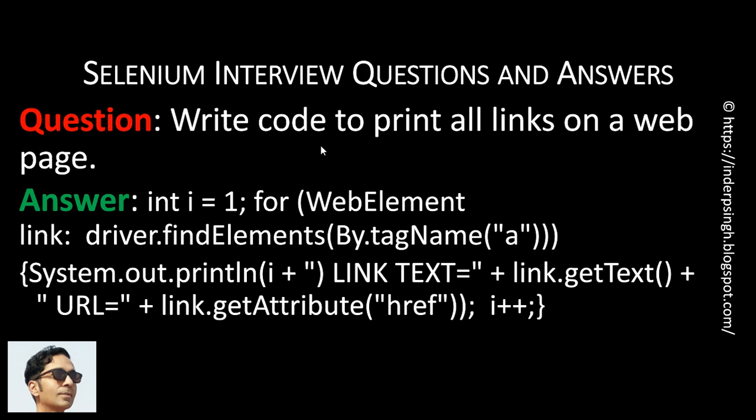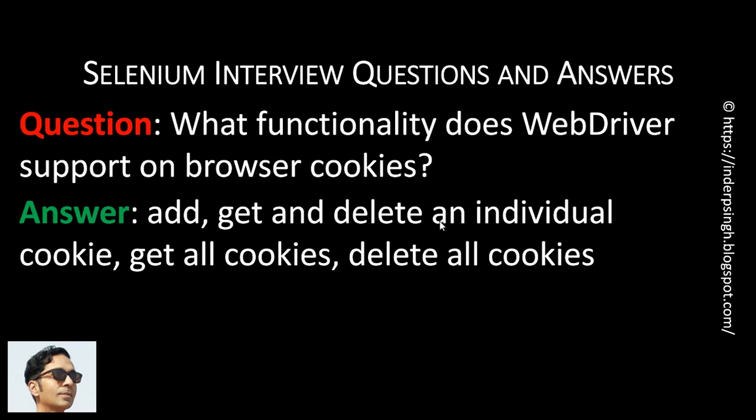Write the code to print all links on a web page. So we can use the for each loop in Java: for WebElement link in driver.findElements By.tagName a, and just print out for each variable link.getText and link.getAttribute href. So this is the URL.